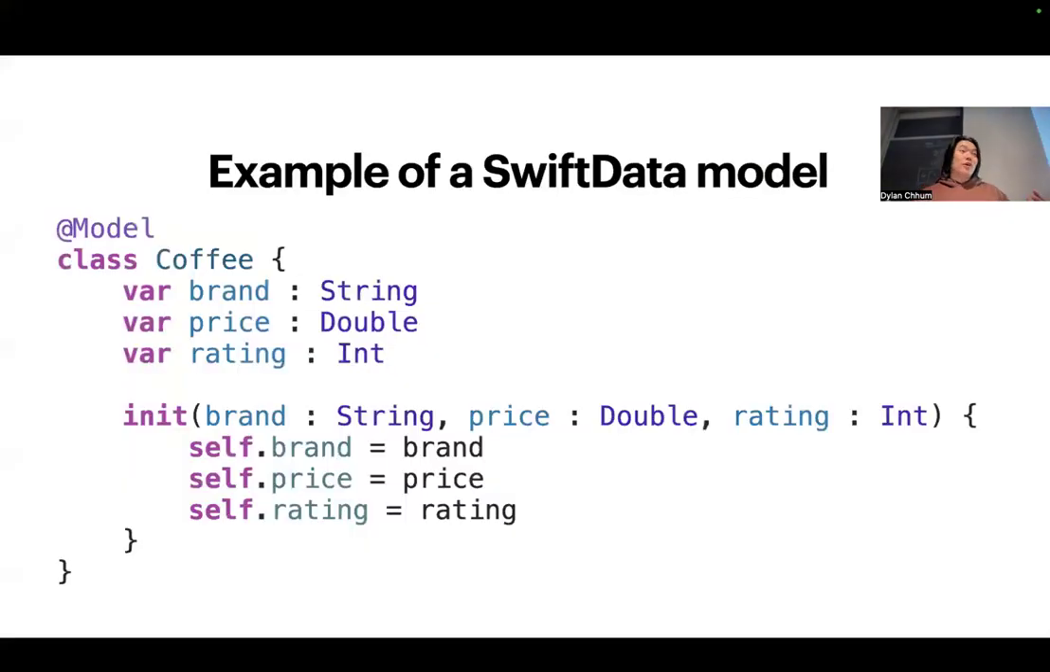So here's an example of a SwiftData model, right? As you can see, it's just a normal class. All you do is you have the variables you want to save, and then you have an initializer function. Similar to Python, it has the init function, and it says, when you want to create this coffee object, you simply need to put in the brand, price, and rating. And those are a string, a double, and an int.